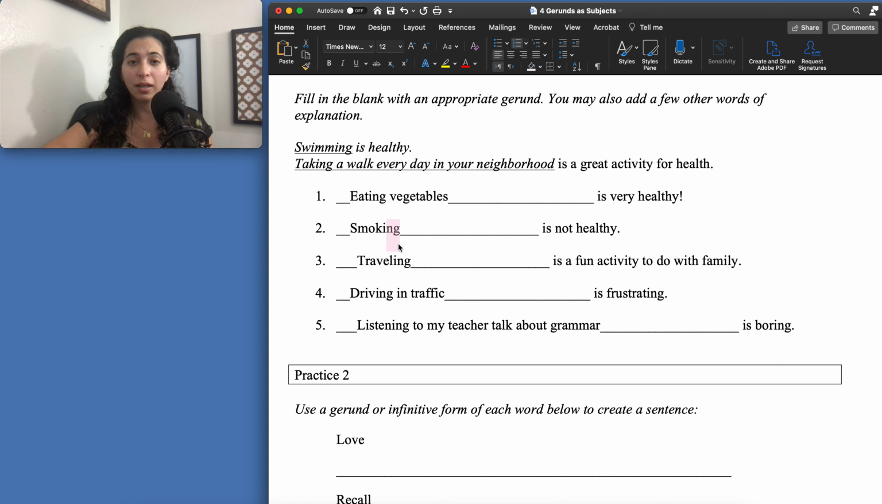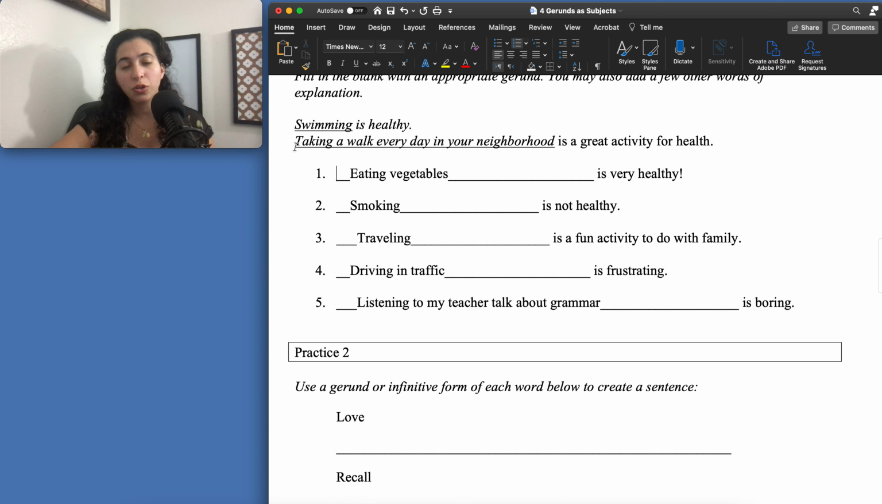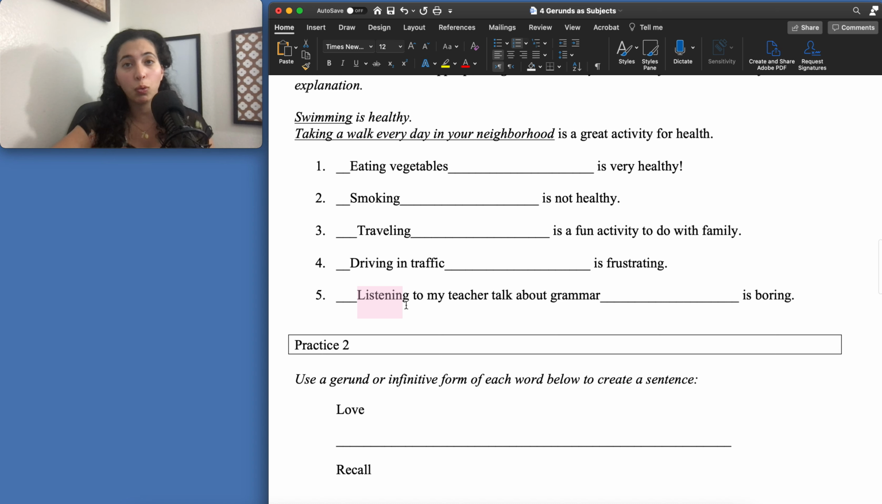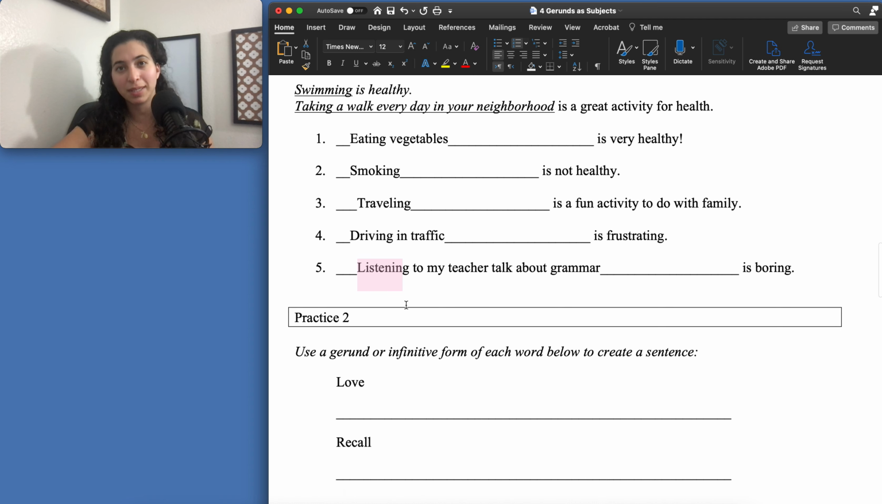Here we have eating, right? Smoking, traveling, driving, listening, all of these are gerunds, and they are not used as the verb, but they are used as the subject. Okay? So here, taking a walk every day in your neighborhood, that entire thing is the subject. Listening to my teacher talk about grammar, that is the subject. But it does begin with the gerund, and that's what we want to focus on in this particular lesson.